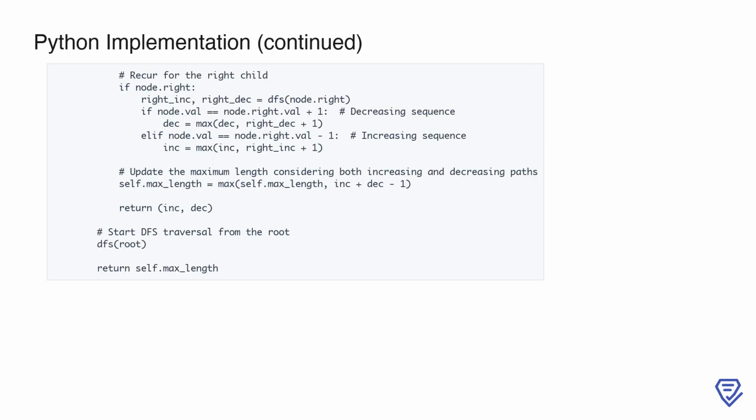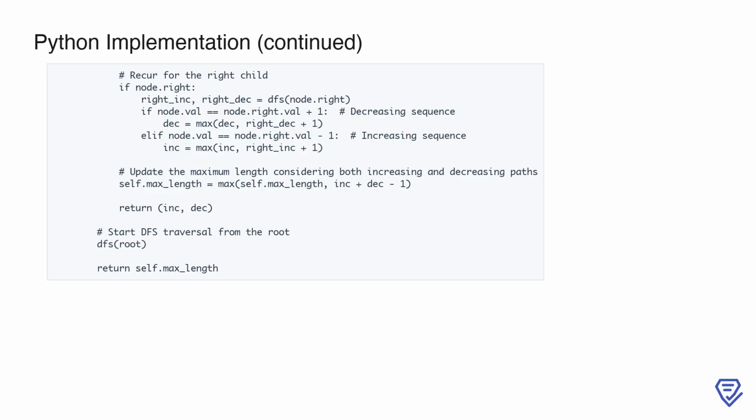Next, we handle the right child in a similar manner. If the current node has a right child, we recursively call DFS on the right child to retrieve its increasing and decreasing sequence lengths. We then compare the current node's value to the right child's value. If the current node's value is 1 greater than the right child's value, we update the decreasing sequence length, choosing the maximum between the current dec value and the right child's decreasing sequence plus 1. Similarly, if the current node's value is 1 less than the right child's value, we update the increasing sequence length.